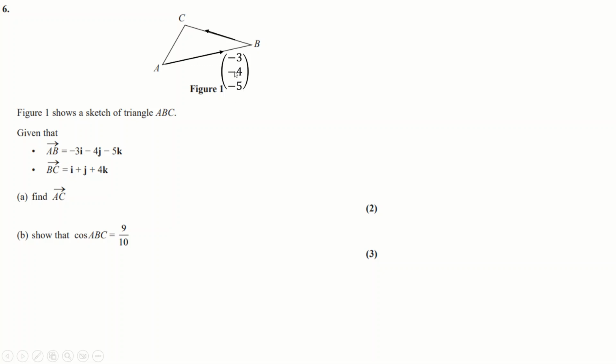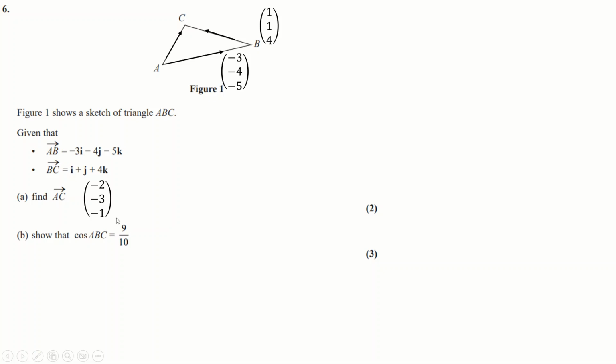So A to B is that, and B to C. Make sure you get your directions right as that, which means you can go either A to C or C to A, but they've asked you A to C, so we might as well do A to C is this plus this. So minus 3 plus 1 is minus 2, and so on. Minus 4 plus 1 is minus 3, and yep.